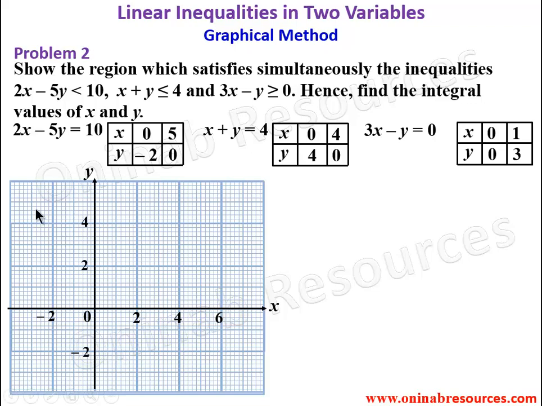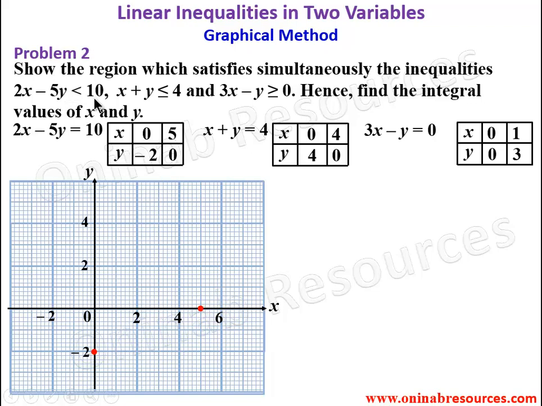Then we start with the first table here. So the first point is when x is 0, y is negative 2. When x is 0 is the y-axis. So where is y negative 2? This is the point. And the second point for that same table is when x is 5, y is 0. Or when y is 0, x is 5. So it is between 4 and 6, which is the midway. This is the point. We then join the 2 points.